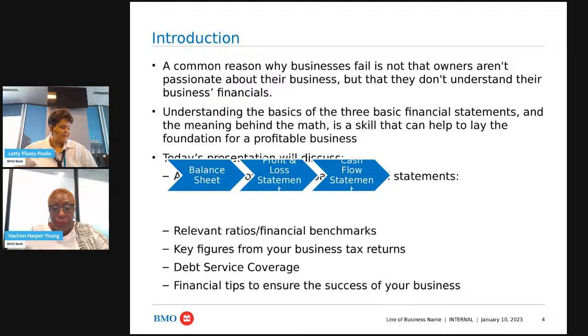So there's three basic financial statements that we'll review today: the balance sheet, profit and loss statement, and cash flow statement. And we'll also look at key financial ratios that impact your business, key figures from your business tax returns, debt service coverage, financial tips to ensure the success of your business. We'll wrap up our presentation today.